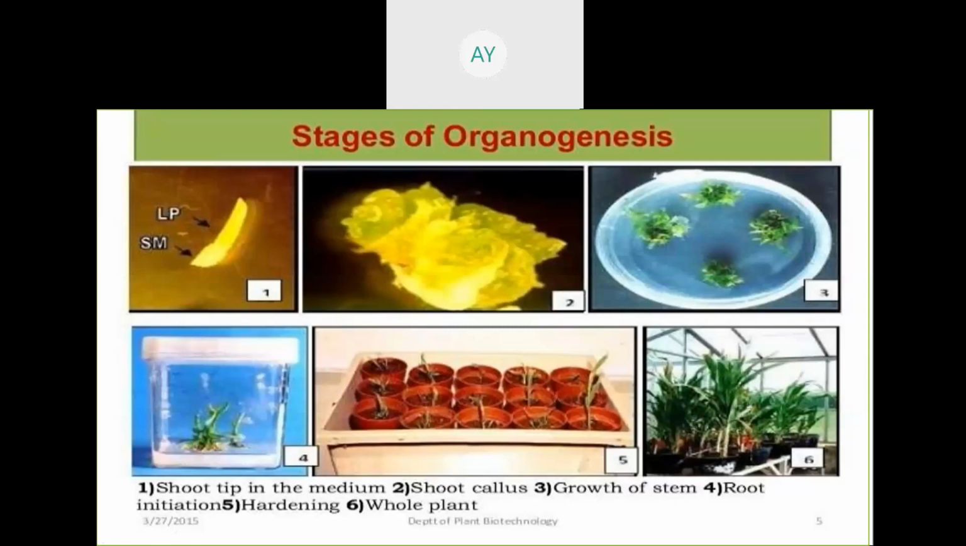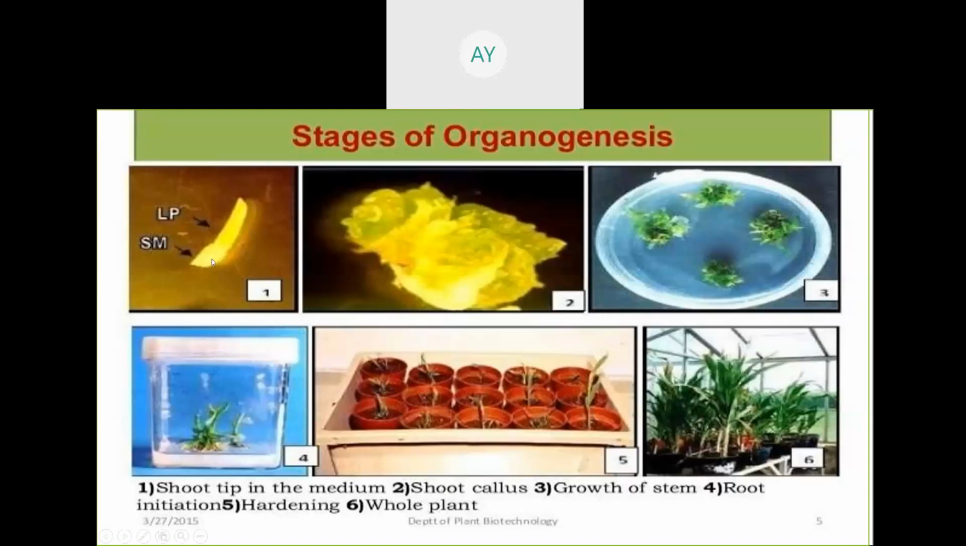So this is the development stage of organogenesis, meaning development of a particular organ. It can be a root or it can be a stem. Generally, we develop a stem first and then root later on. The stem always grows only if there is a high concentration of cytokinin in the media.